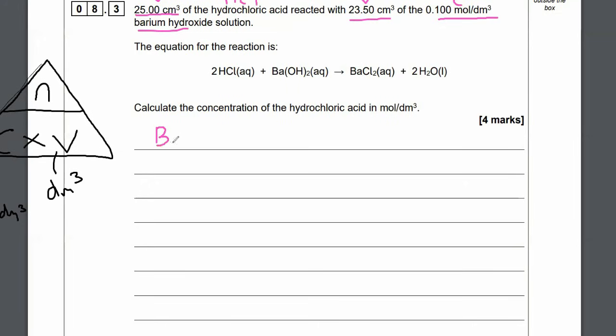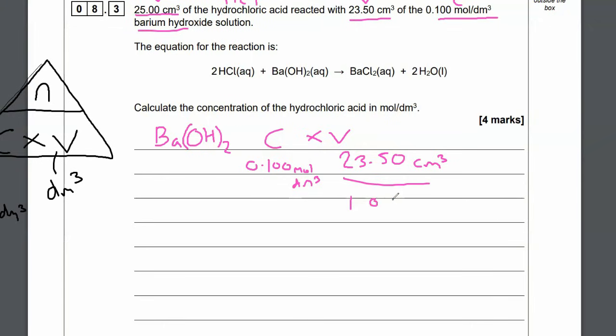So let's work out our moles of barium hydroxide, and we can do that by doing C times V. And the C is 0.100 and the V is 23.50. But we have a problem. This is centimeter cubed and this is in mole per decimeter cubed, right? So the units for volume in each of these do not match. So I need to divide this by 1,000.